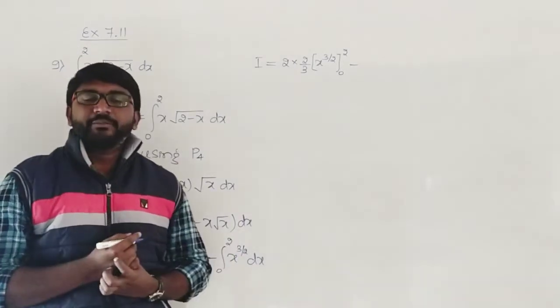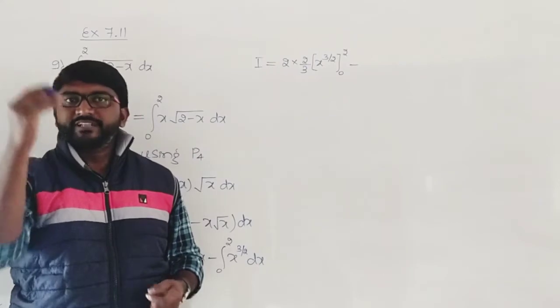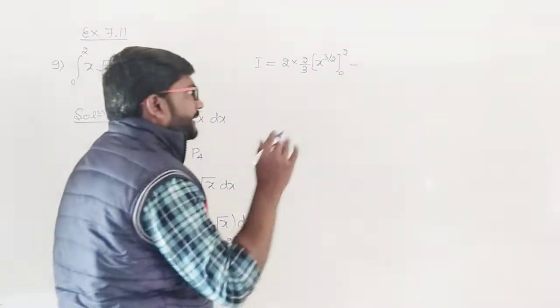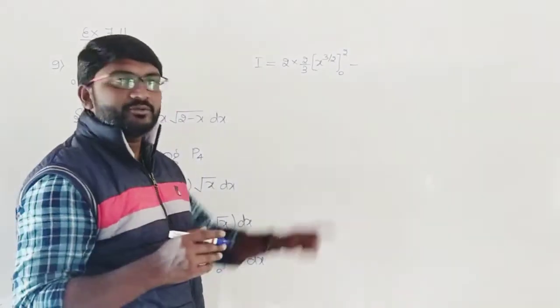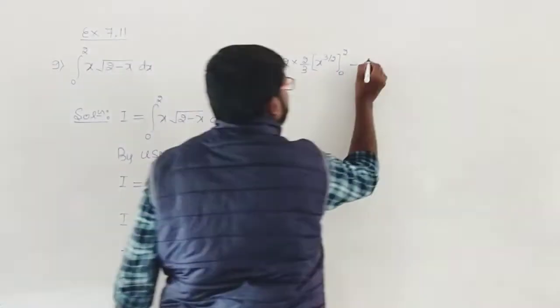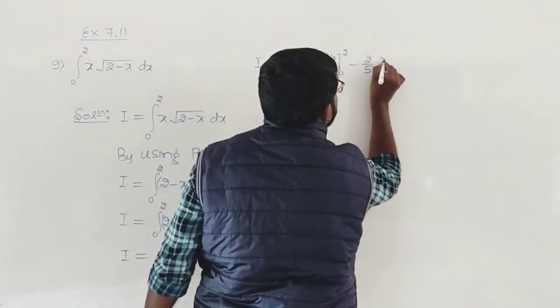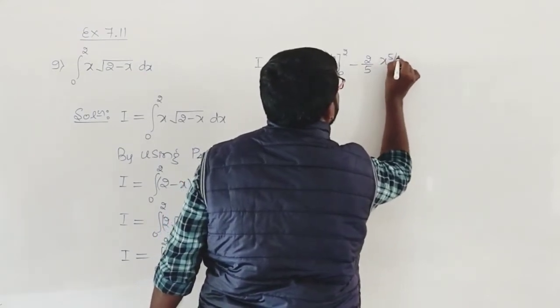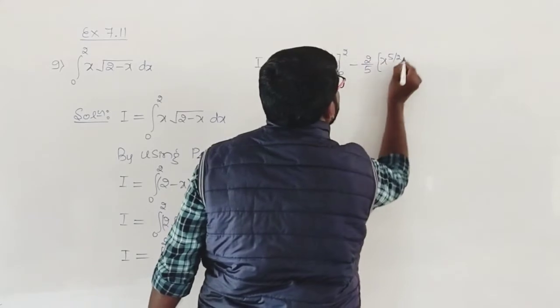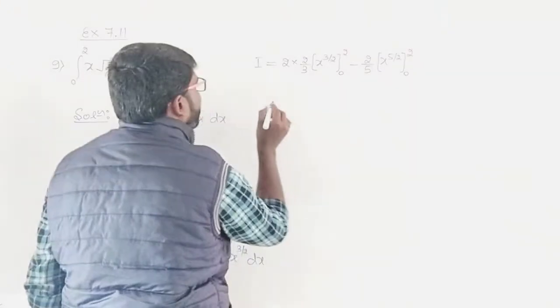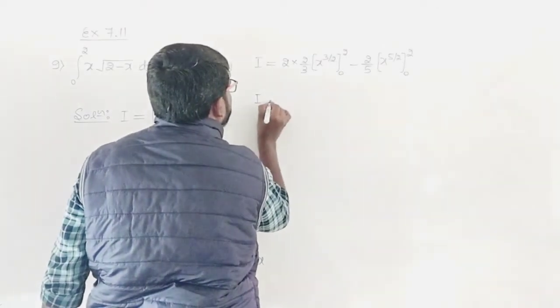Integration of x to the power 3 by 2 will be x to the power 3 by 2 plus 1 divided by 3 by 2 plus 1. 3 by 2 plus 1 will be 5 by 2. If you take it to the numerator, it becomes 2 by 5, and then x to the power 5 by 2. Apply the limits, 0 to 2. Now we have to go for upper limit minus the lower limit.